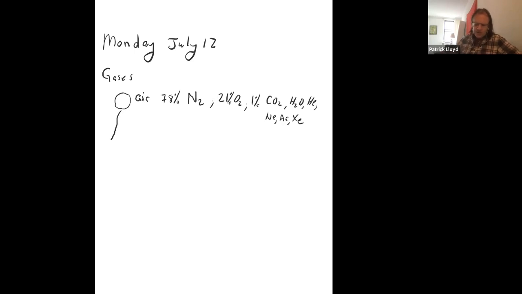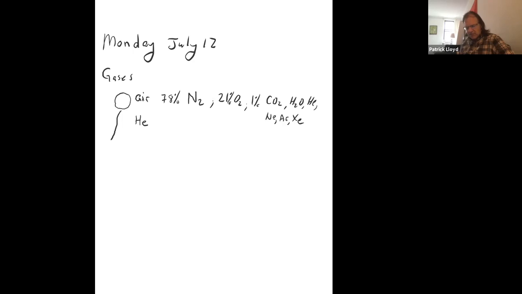Okay, so that's air. Air is a mixture of gases. Of course, you could also have a helium balloon, right? And we know helium is less dense than air, so it floats. So if you put helium in there, the balloon's going to go up. It's going to have buoyancy. So helium is also a gas.